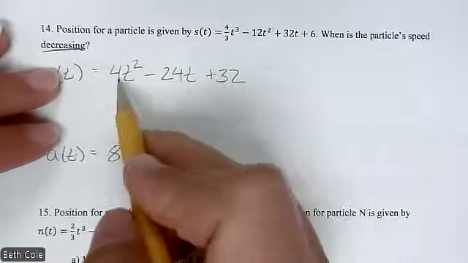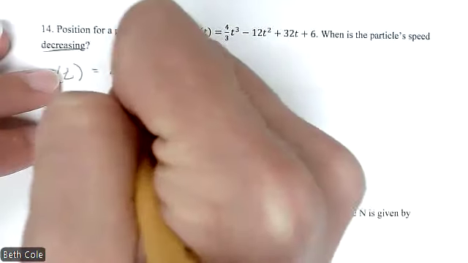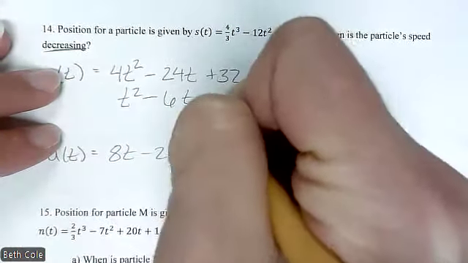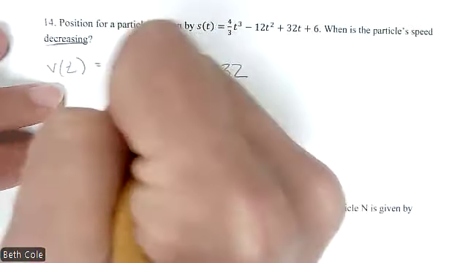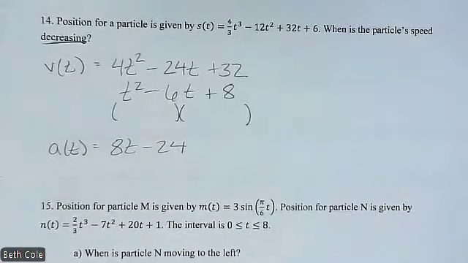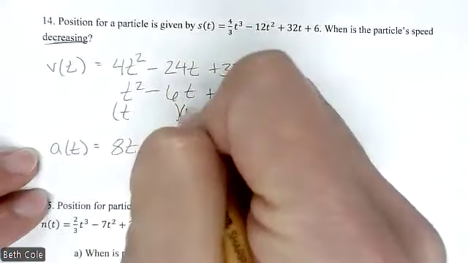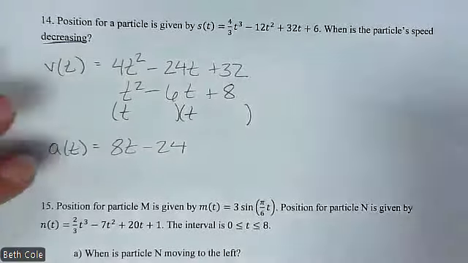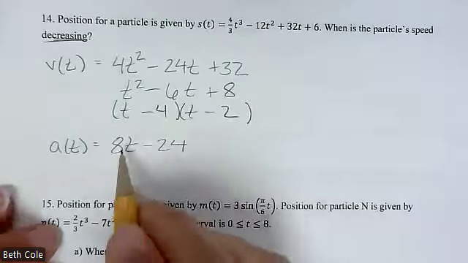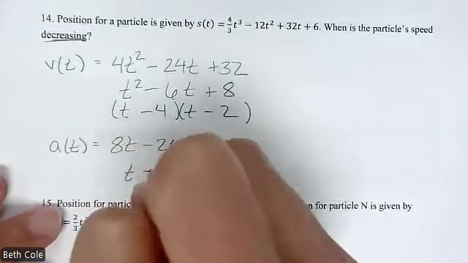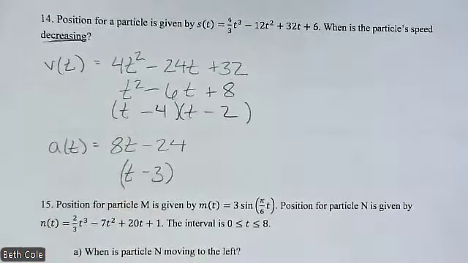So these will all divide by 4. I'm going to do that just to make the numbers smaller. It'll look like this. And then we'll factor it. So that is going to split into what? Perfect. And then this one, they both divide by 8. So I'm going to write it as t minus 3.